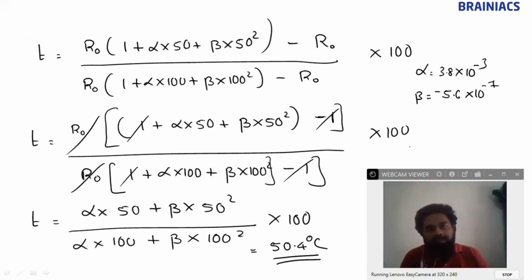Okay, so students, these are some sample problems on thermometer. When thermometer comes, the basic formula of thermometer, T is equal to the quantity at that temperature minus the quantity at 0 degrees Celsius, I mean the thermometric quantity which is changing based on temperature, divided by that quantity at 100 minus that quantity at 0 degrees Celsius, into 100, whether it is resistance, volume, pressure, length of mercury column, whatever it may be. So based on that, we can solve this problem.